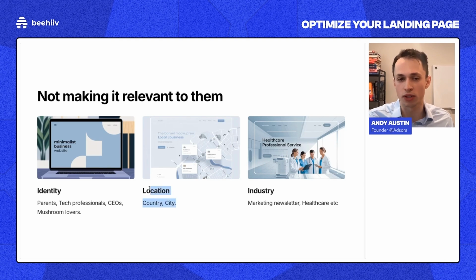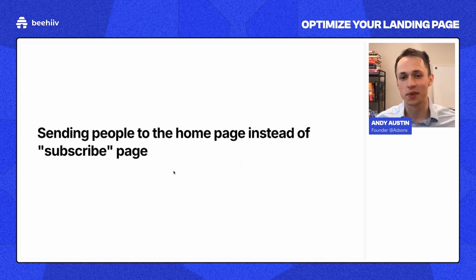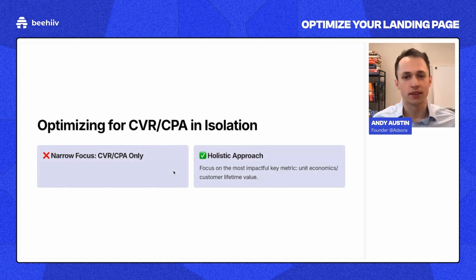Location, right? If this is a local newsletter, it would be a sin to not put the location name, the city name on your landing page or on your ads. And then whatever industry it is, if it's a marketing newsletter, you want to put that it's a marketing newsletter, or that specific industry, right? Okay, strategic mistakes. Some people send people to the homepage instead of the subscribe page. And whenever you send people to the homepage, they'll just read your newsletter and not necessarily subscribe. So you want to send them to the squeeze page, so they have to put their email first to get something. All right, so that's a big one.